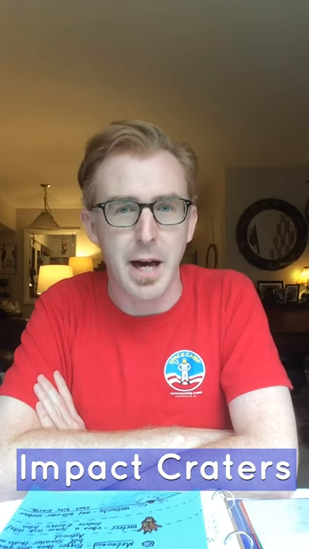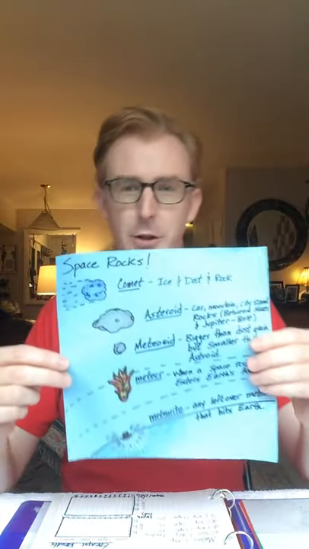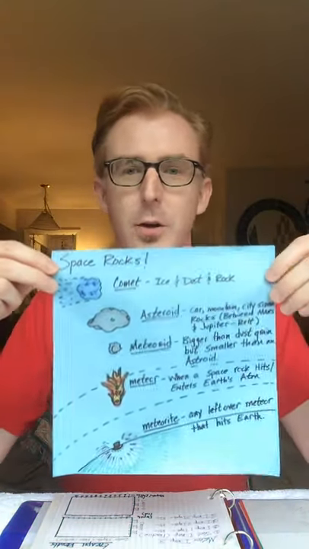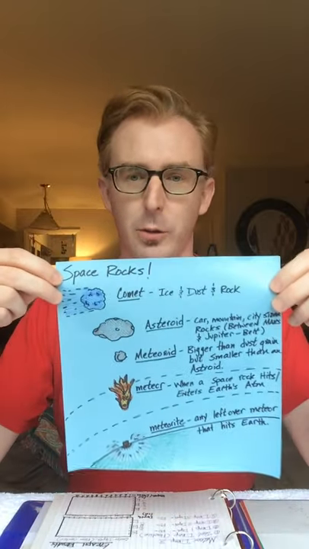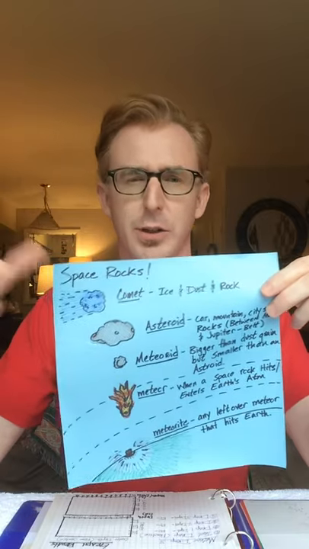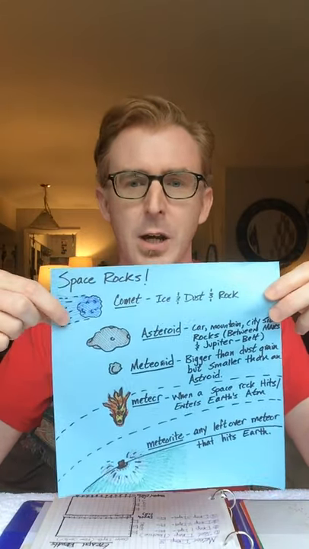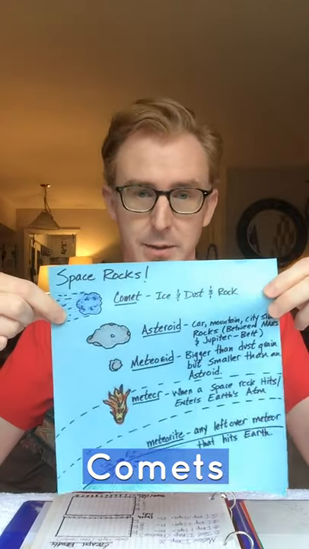And today's topic is impact craters and the space rocks that cause them. Now, there are different categories of space rock that form craters, and I happen to have made a diagram to show you. So, space rocks that are all within our solar system, we start out with the far-reaching ones, leftover pieces of ice and dust and rock that collect together, which we know as comets.